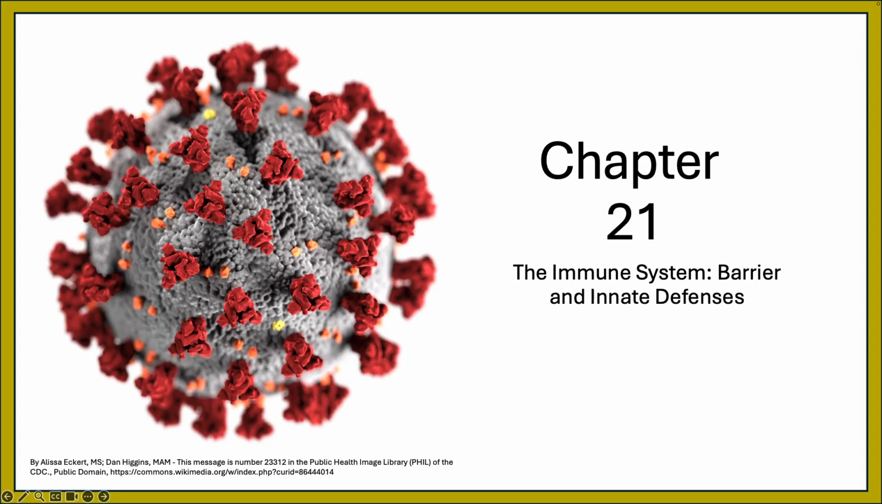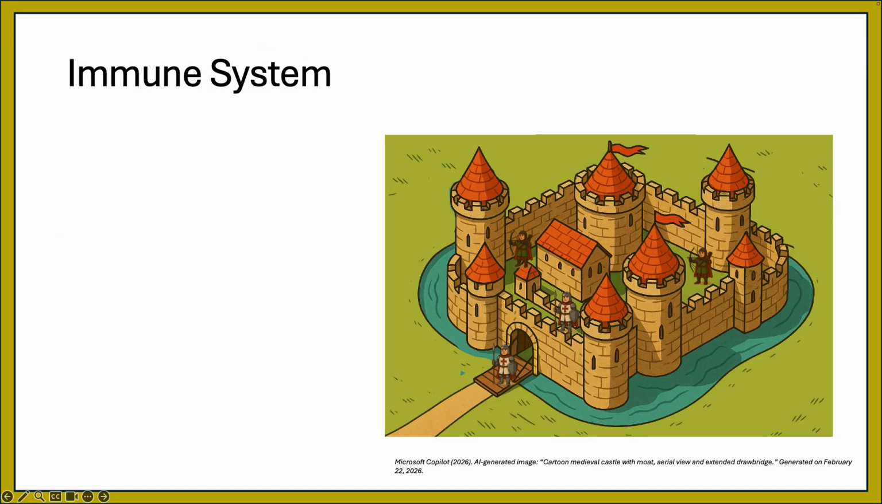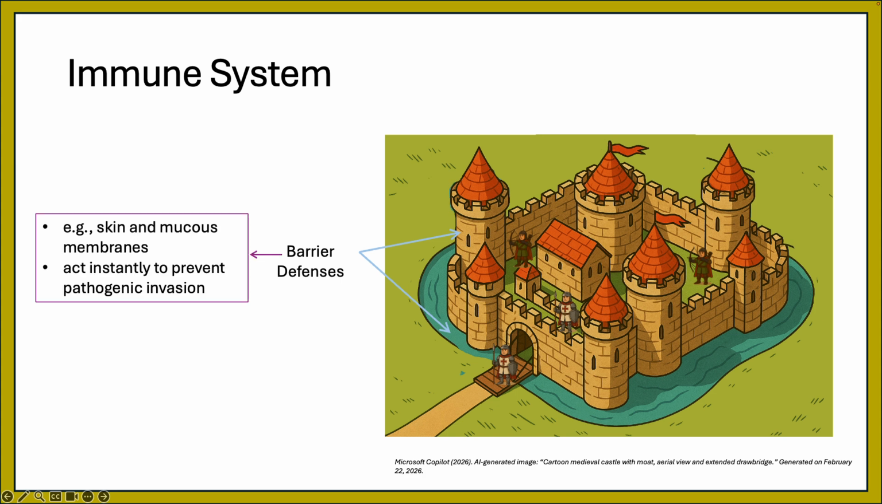In this video, we're going to talk about the immune system, specifically barrier defenses and the innate immune system that functions with them. The immune system can be divided into really three different components. First, you have barrier defenses. These function kind of like walls or a moat around a castle. They prevent anything from coming in because they form a barrier of some sort.